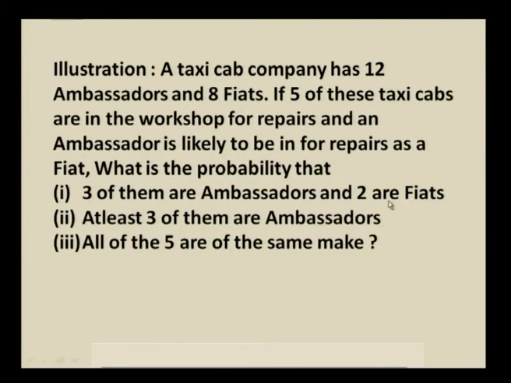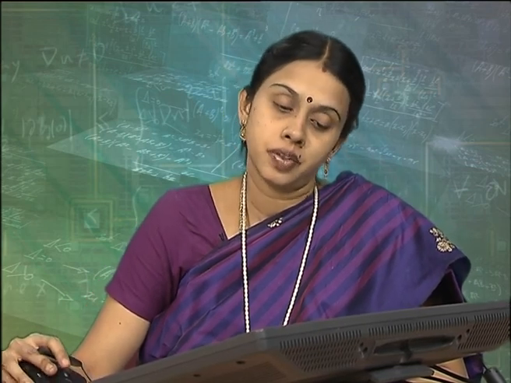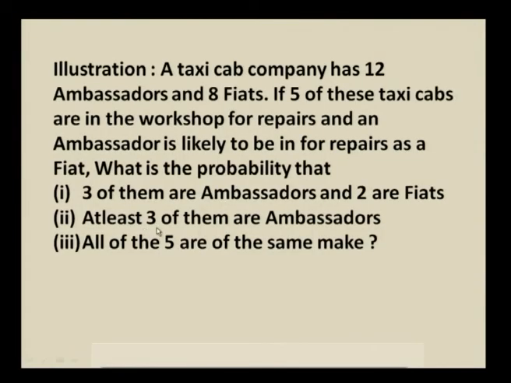The question is: what is the probability that 3 of them are Ambassadors and 2 are Fiats? The 2 being Fiats is obvious. Therefore, for 3 of them being Ambassadors, we have found P of x is equal to 3. We are concerned about the number of Ambassador cars in the workshop, that is, what x is being fixed to. Next, at least 3 of them are Ambassadors. So, the second question is the probability that at least 3 of them are Ambassadors.